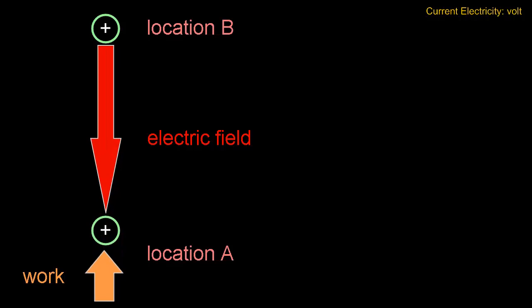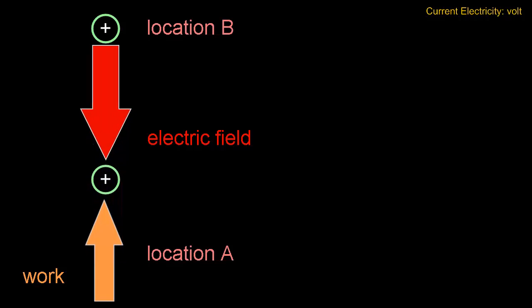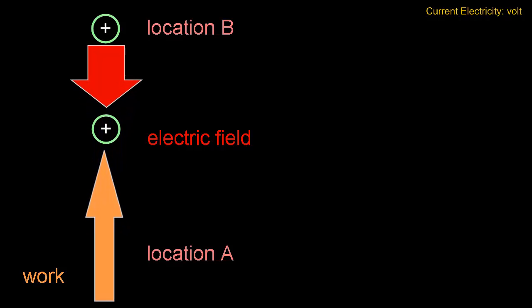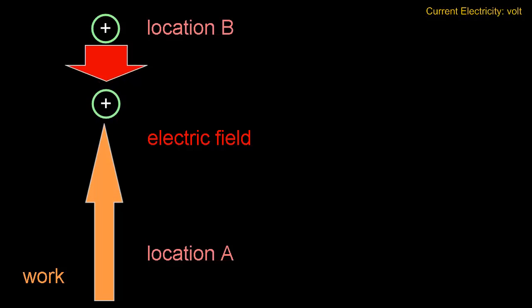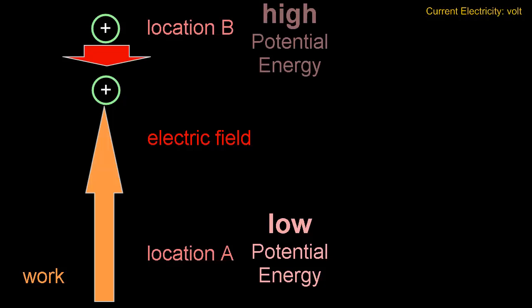So, if we want to move the positive charge from location A to location B, we would have to do work on that charge against the force from the electric field. So we can say we have moved the positive charge from location A at low potential energy to location B against the electric field to a position of high potential energy.